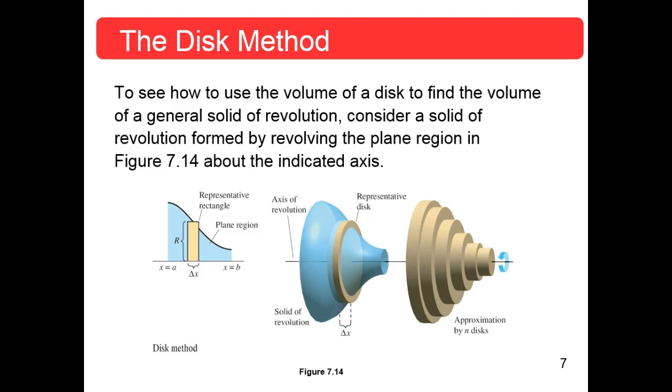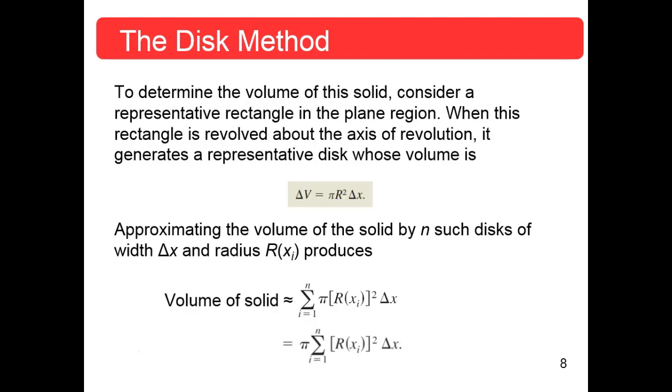Now, if you're revolving around here, your radius again is that, and your width becomes the delta x, which ultimately becomes dx. And the summation of those will become the integral. So to determine the volume of a solid, consider the representative rectangle in the plane region. Now that rectangle is revolved around the axis of revolution. It generates a representative disk whose volume is, now you see this is a delta volume, because you have a delta x there, but the radius of that is going to be pi capital R squared.